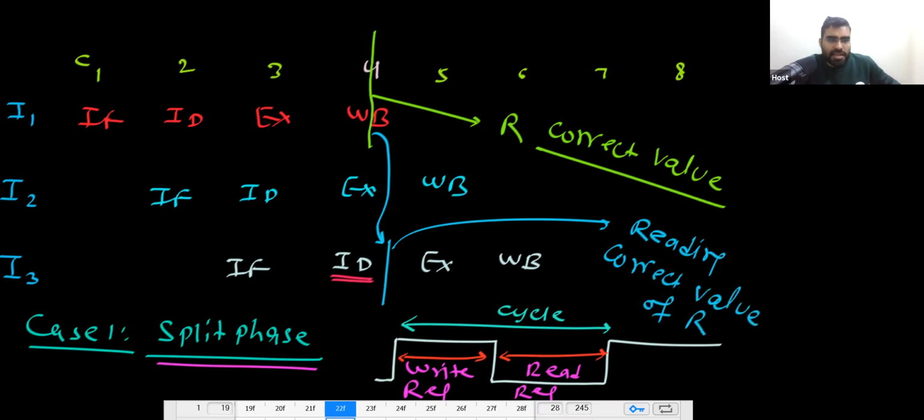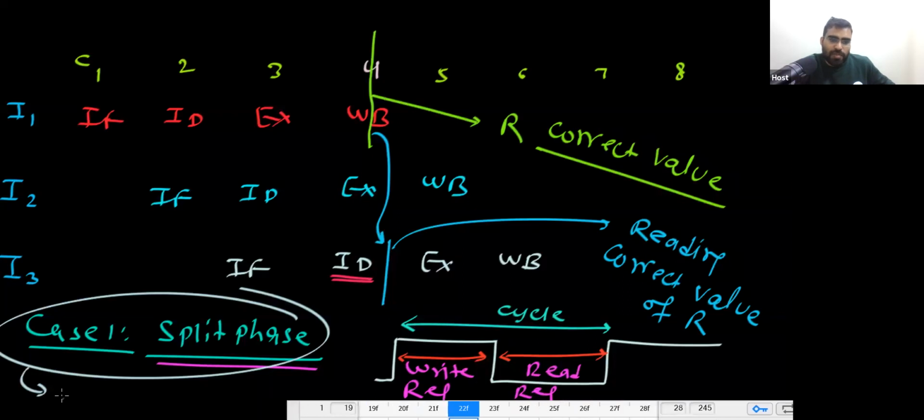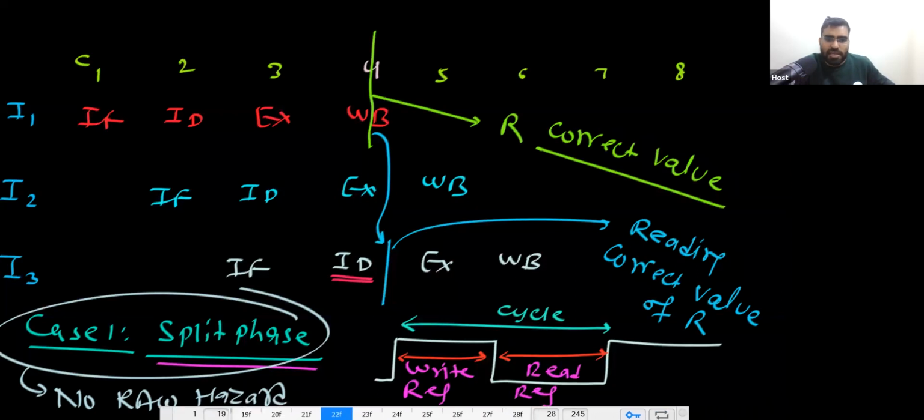So is there any hazard? So this is not a hazard. In this case, if you are assuming this, then there is no hazard. I can say that there will be no RAW hazard. Agree? Okay, very simple. There is no RAW hazard.